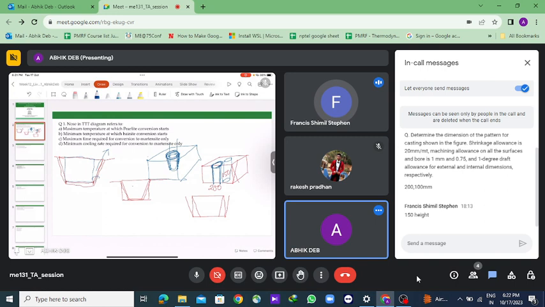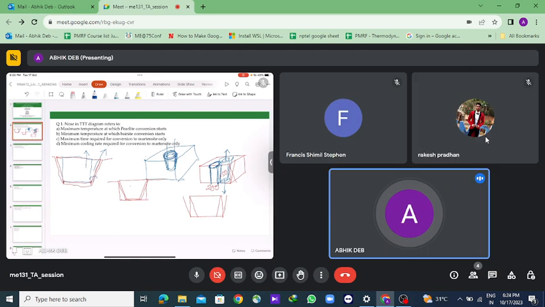Like, the pattern is always removed from the top side, so you have to give the draft allowance like this. The pattern will be removed from this side, so the draft allowance will always be given like this so that it can be easily removed. However, since this is a cylinder, the core can be removed, if it is a through hole, from the top as well as from the bottom. So you have to be certain first from which direction the core has to be removed. Only then can we be 100% certain that the draft allowance is to be provided in that direction.